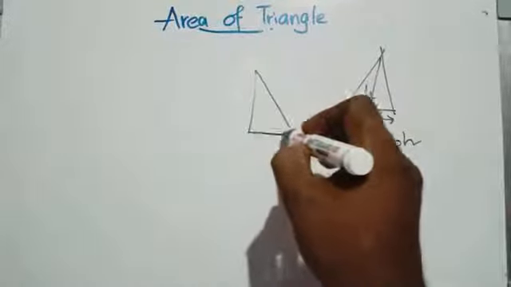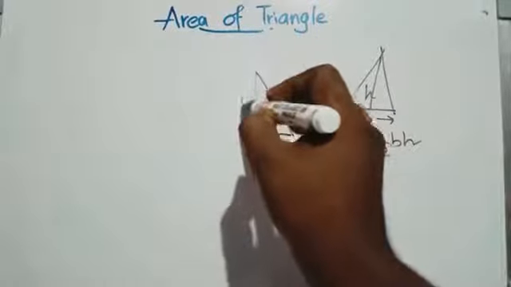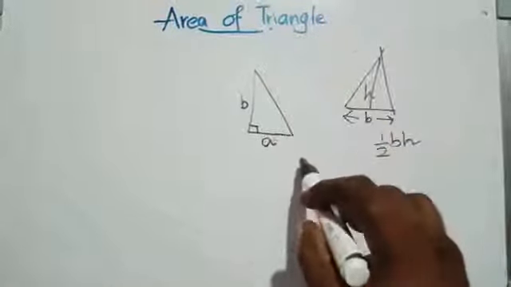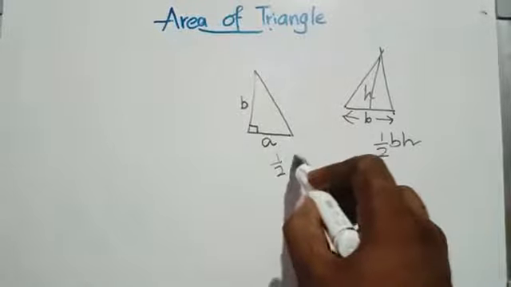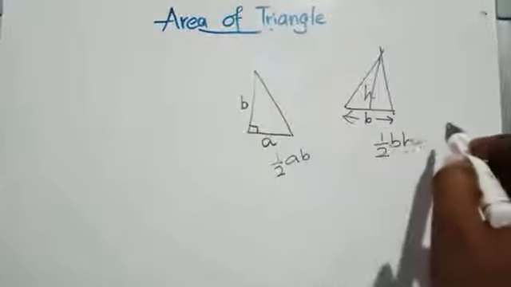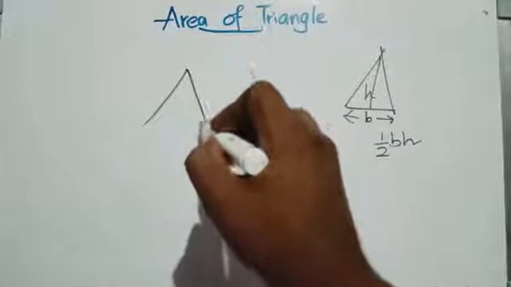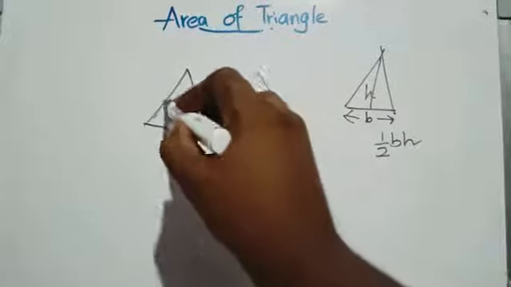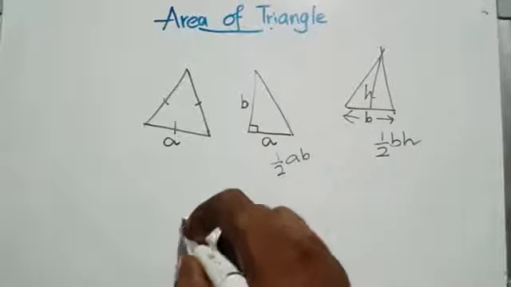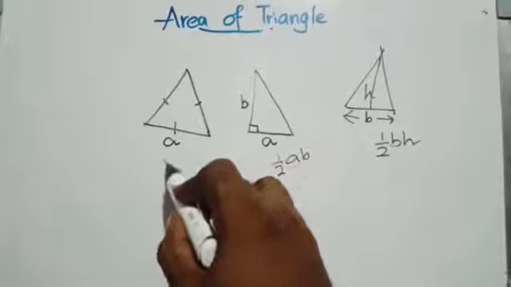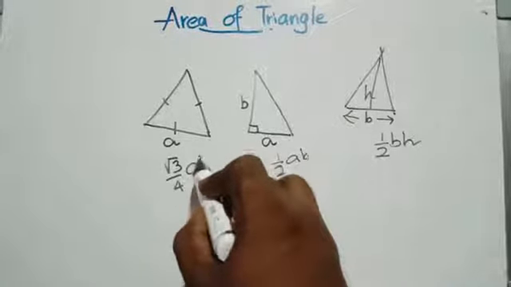If the triangle is a right triangle with perpendicular sides A and B, then the area of this triangle is half AB. If the triangle is an equilateral triangle with side A, then the area is root 3 by 4 A square.